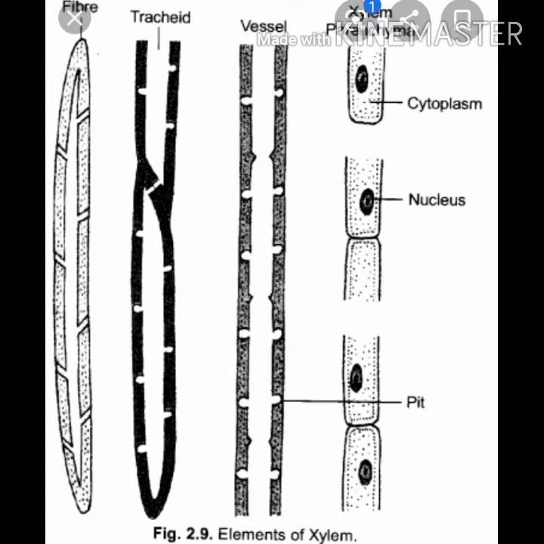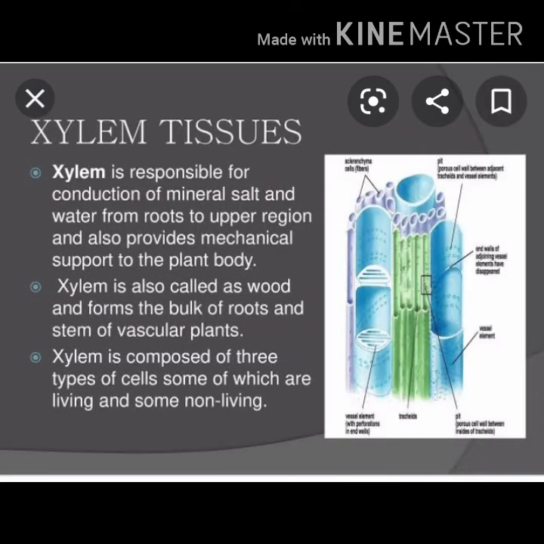Then in between the tracheids and vessels, we can see the xylem parenchyma. Xylem parenchyma is not for transport, but for the storage of food. Just near the xylem parenchyma, we have xylem fibers or xylem sclerenchyma. These are thick and lignified cells, and they are mainly for providing mechanical support.